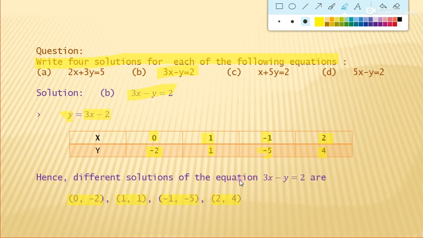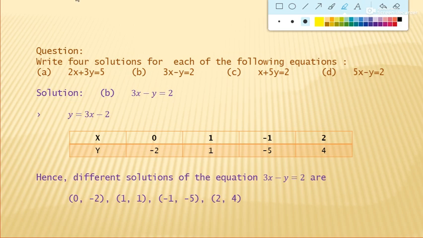I hope you understood. One more thing: you will write these zeros in the form of an ordered pair. In the previous chapter I taught you how to write an ordered pair. In an ordered pair, the first value is the abscissa and the other value is the ordinate, meaning the value of x and then the value of y.